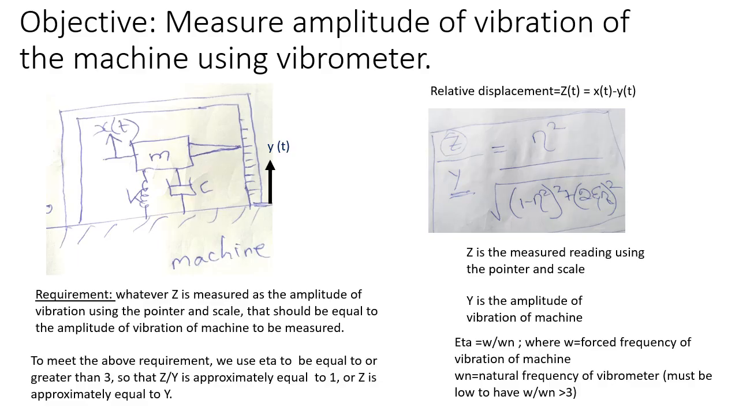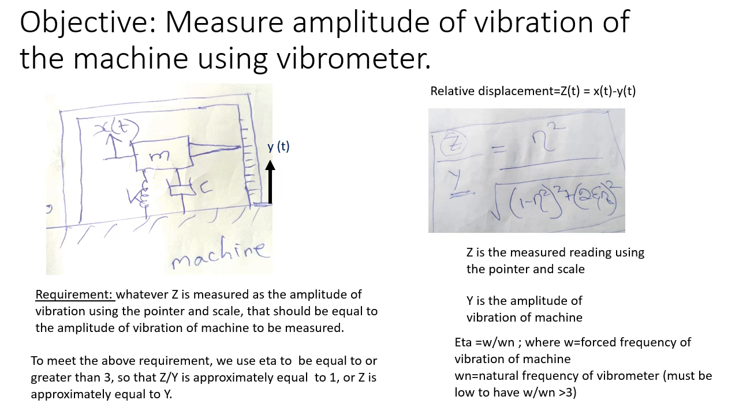In the last video we looked at the vibrometer. So let's relook at it and then try to solve a numerical on it. The objective of using a vibrometer is to measure the amplitude of vibration of the machine.